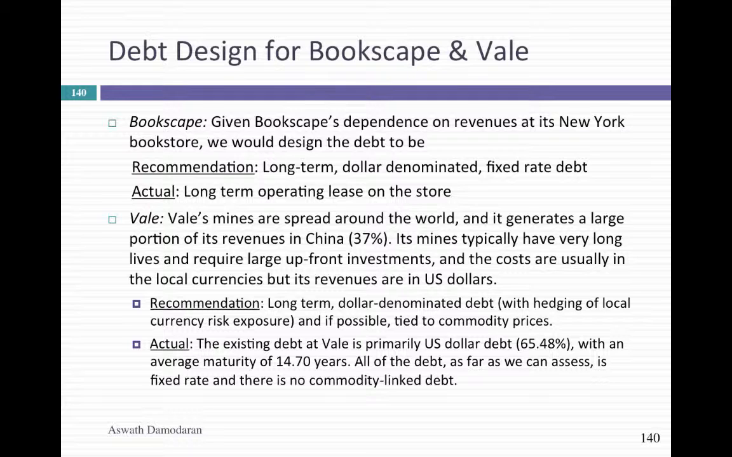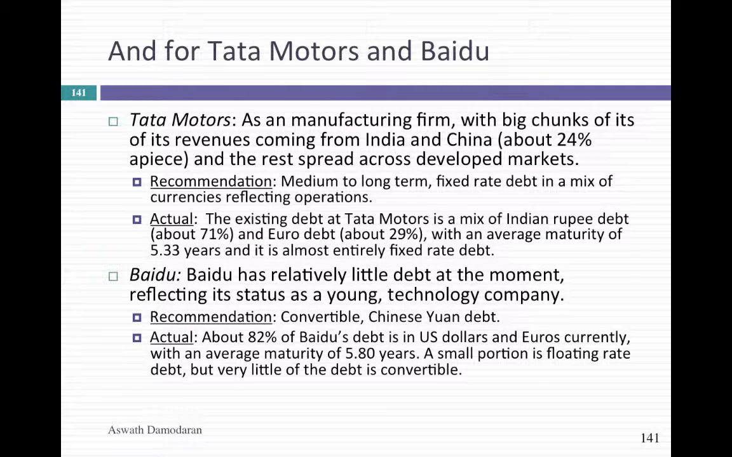So you've got this New York bookstore. Make it have long-term dollar-denominated fixed-rate debt. Vale has mines everywhere. It needs long-term dollar-denominated debt. You want to try to tie that debt to commodity prices because of the way the cash flows are going to fluctuate. And here, we can see the actual versus the recommended type of debt. And if you look at Tata and Baidu, pretty straightforward here. Baidu's a young tech company, so very little debt exists there.